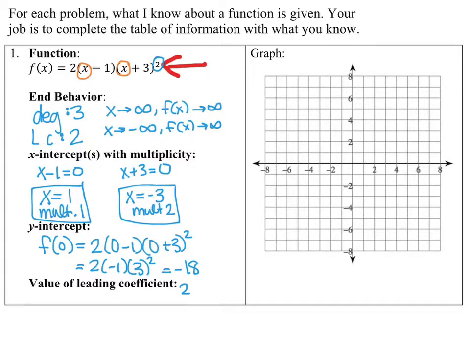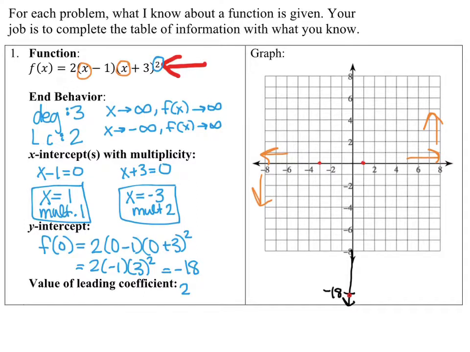When I go to graph it, in end behavior, I go up to the right, down left. I have my x-intercepts at 1 and negative 3. And I have my y-intercept at negative 18, which I didn't necessarily have on the graph, so we're just going to say maybe negative 18 is right there. And then it's just a matter of connecting this now.